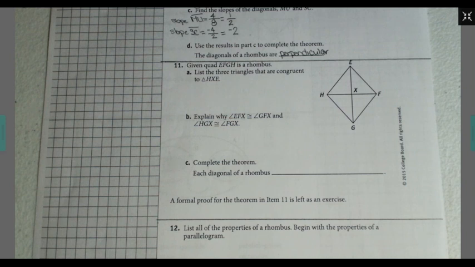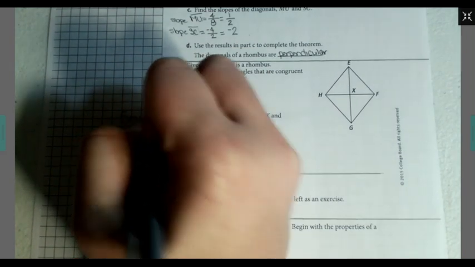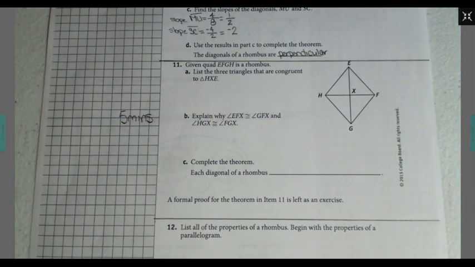C. Complete the theorem. Each diagonal of a rhombus, blank. A formal proof for the theorem in item 11 is left as an exercise. So I want you to take the next 5 minutes to answer all of question number 11. Go ahead and pause your video now.